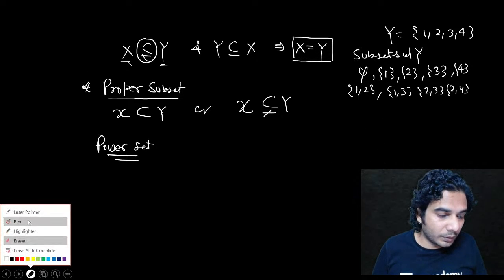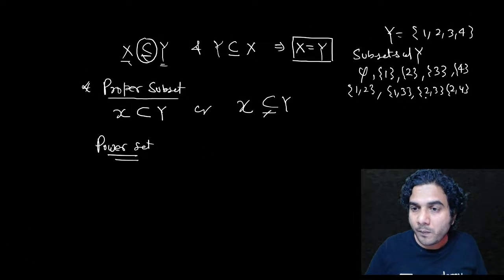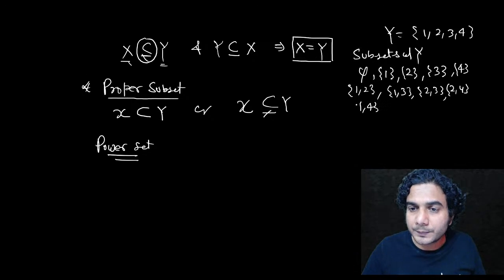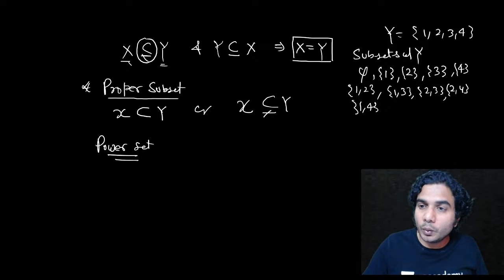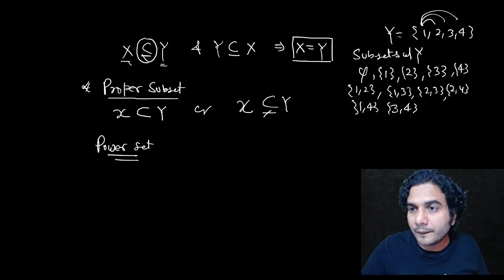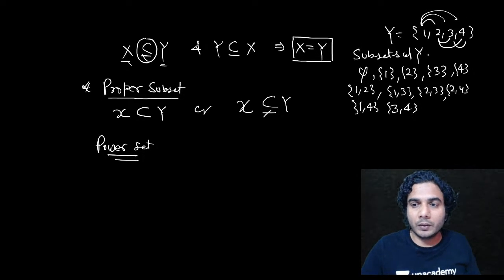Now you can make some more subsets. 1, 2, 1, 3, and 1, 4 was remaining. So basically 6 subsets will be there having exactly 2 elements: 1, 2, 1, 3, 1, 4, then 2, 3, 2, 4, and then 3, 4. In this way you can count it.